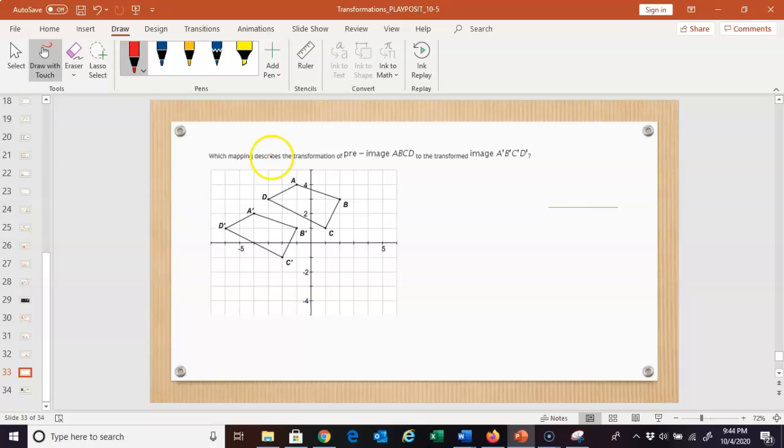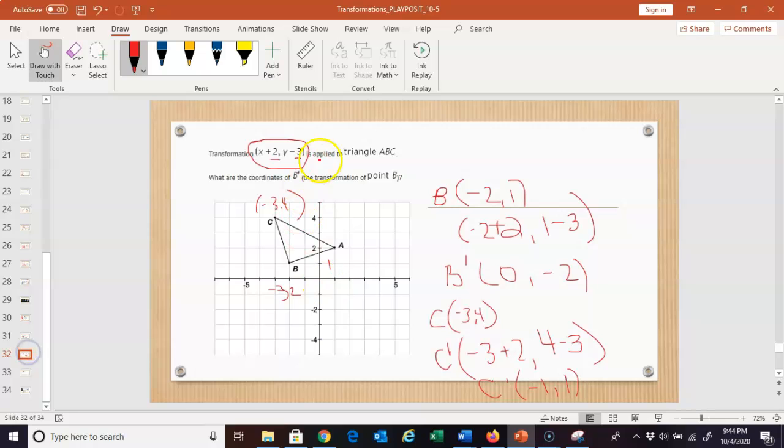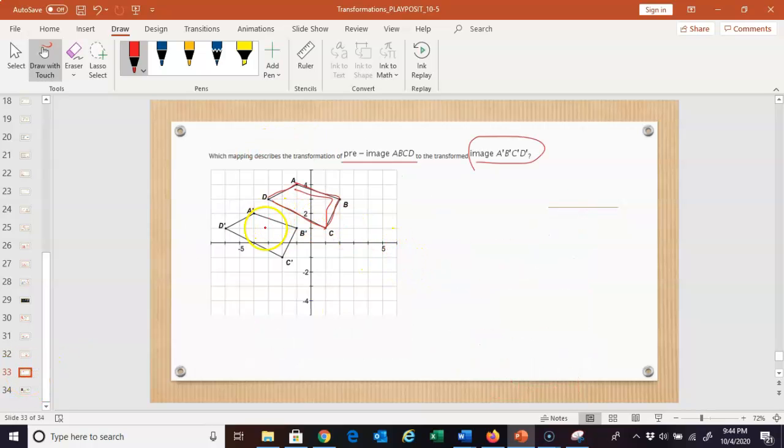Here's our last one. Which mapping describes the transformation of pre-image A, B, C, D? Remember, the pre-image is the shape we started with. That's this one. And it transformed to the new shape. So this time they want you to write the rule. In the previous example, they gave us the rule. In this example, they gave us the transformation, and they want us to write the rule.